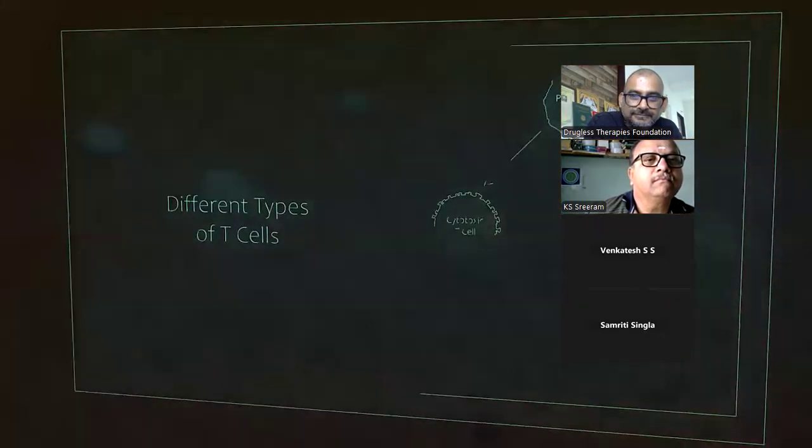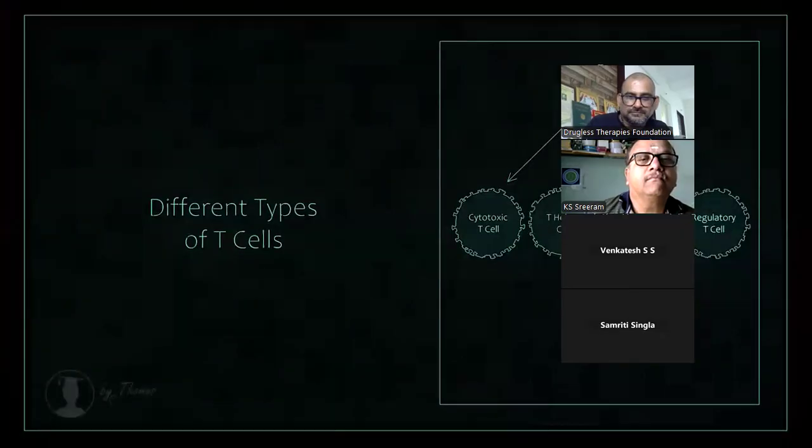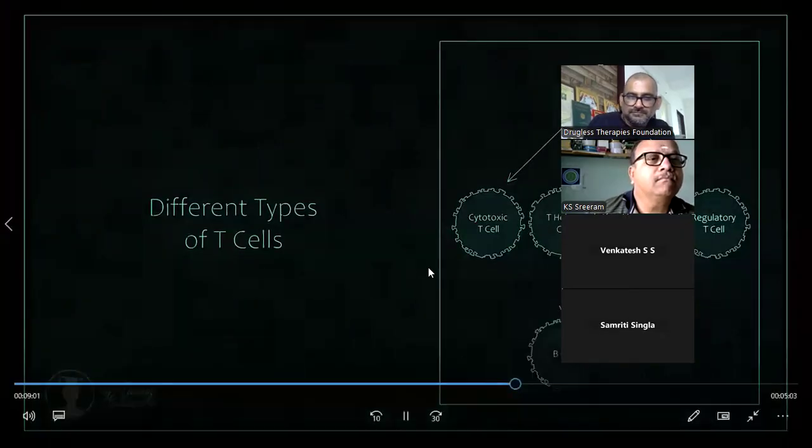There are not only cytotoxic T cells, but others as well. T helper cells, memory T cells, regulatory T cells, and others. T helper cells work hand in hand with B cells.